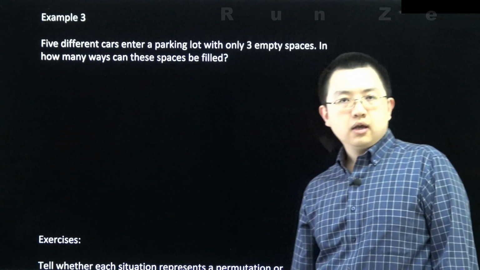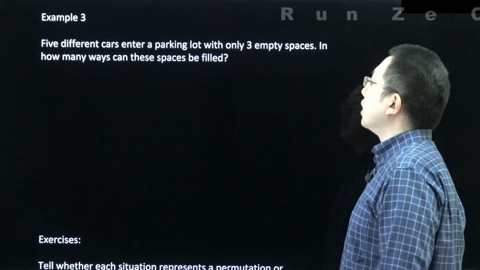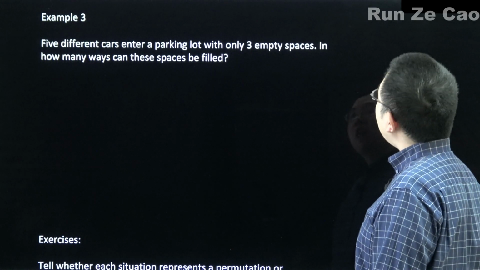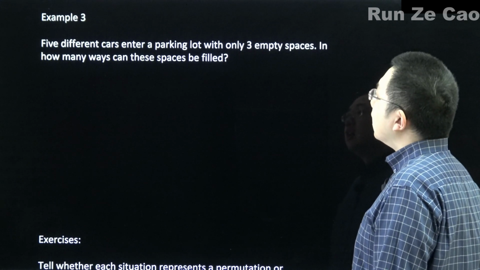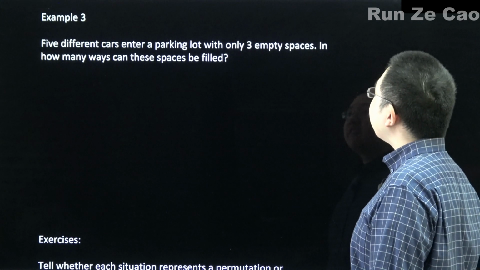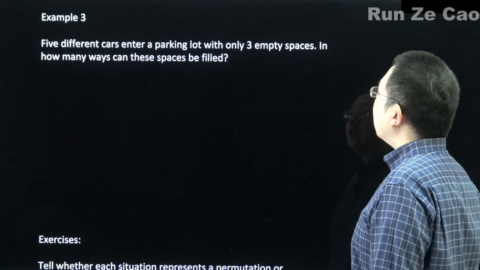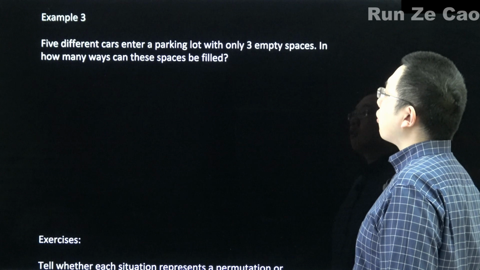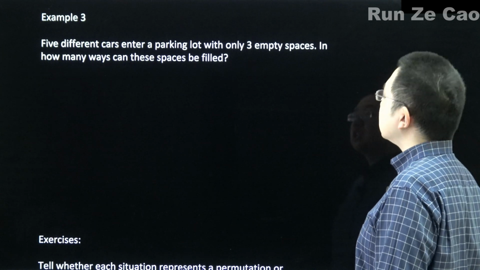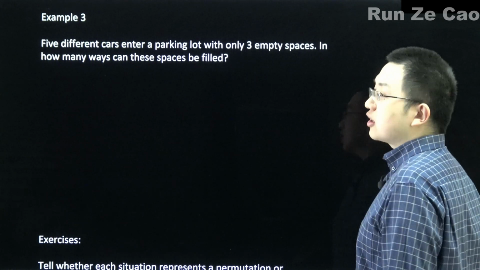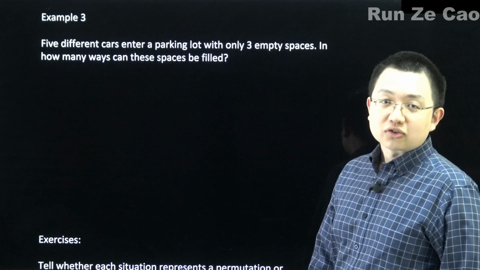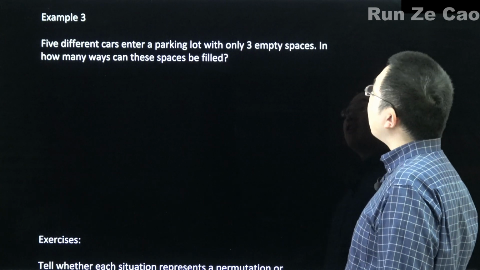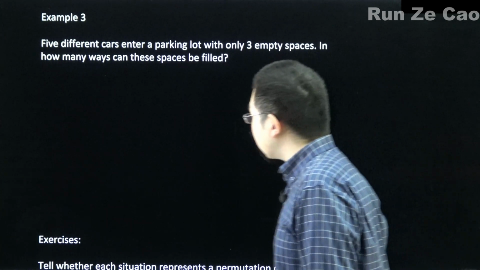Now, let's say we want to have 5 cars entering a parking lot with only 3 empty spaces. In how many ways can these spaces be filled? First of all, don't troll teachers by going, these 5 are all micro cars, so you can park 2 in each empty space. This does not go over well with teachers.